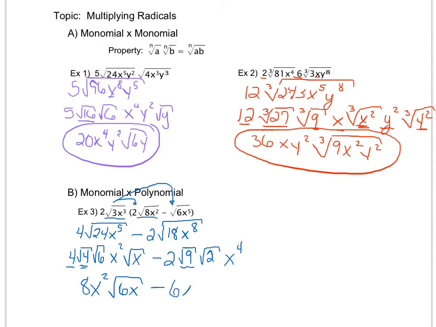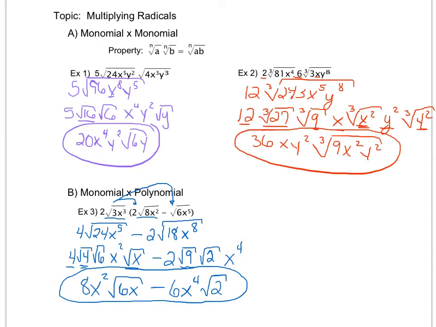I'm also going to bring my x to the 4th out front. It's the commutative property of multiplication that says it doesn't matter what order I multiply in, so I can move things around. And there's going to be my final answer. I cannot combine these because, as you saw before, I can't add or subtract unless I have the exact same radical part. So I'm going to stop there.